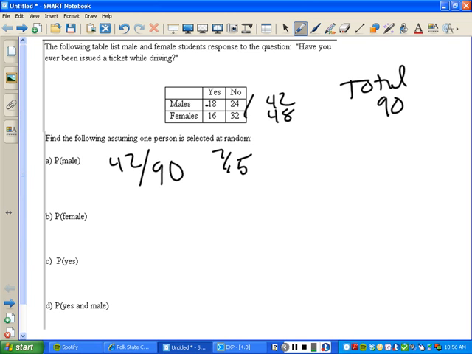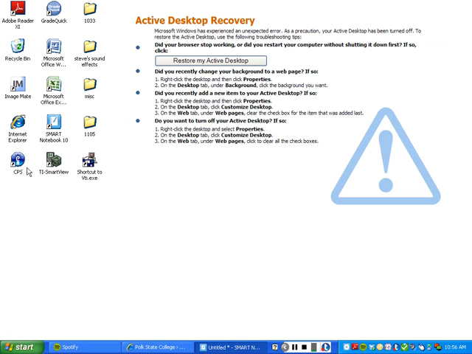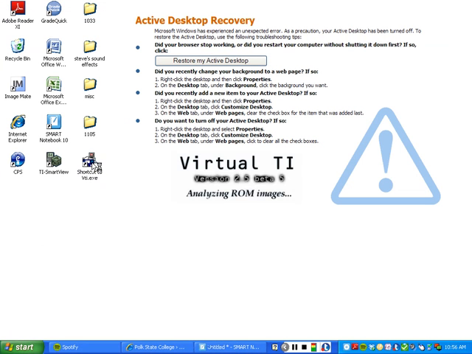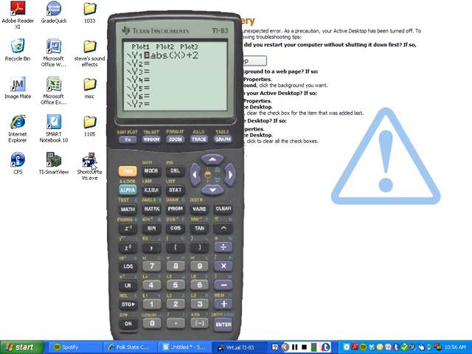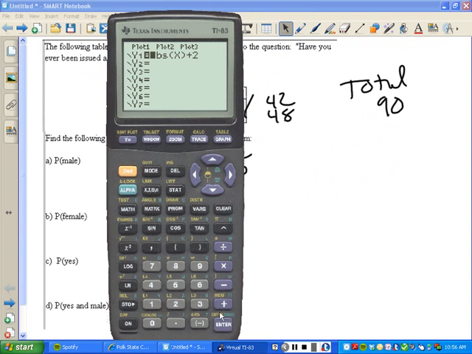Okay. I want to show you how to reduce easily on your calculator. Some of you don't know how to do that. Your calculator actually has a button that reduces fractions for you. Instead of dividing each number all the time. So if you want to reduce fractions, just go like this: 42 divided by 90. Press enter. That reduces it to a decimal.